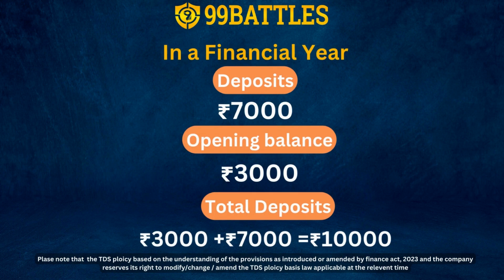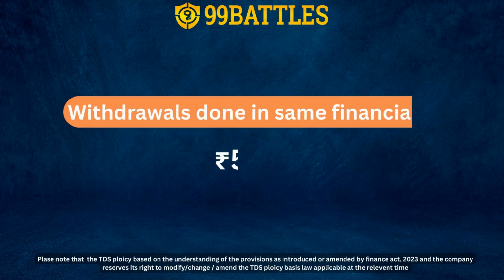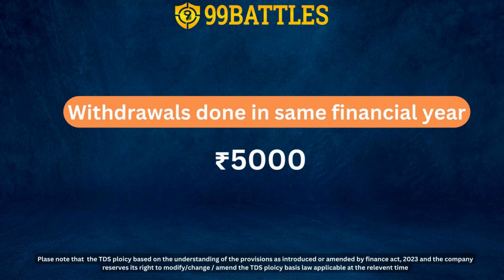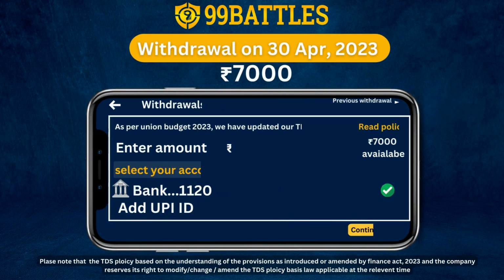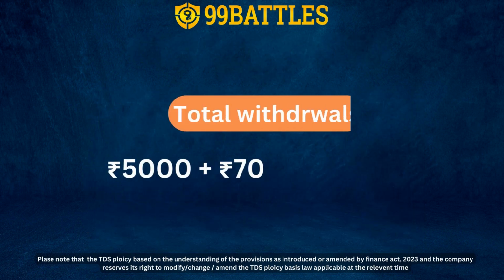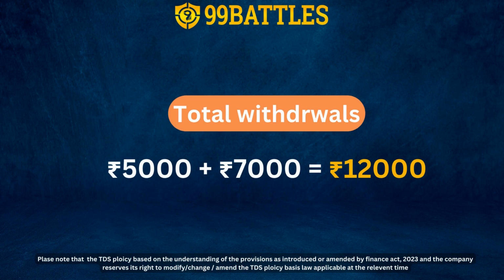Assume that in the financial year, you have deposited a total of Rs 7,000 and you had an opening balance of Rs 3,000 at the start of this financial year. So now your total deposits stand at Rs 10,000, Rs 3,000 plus Rs 7,000. And in the same financial year you have done a withdrawal of Rs 5,000. Today on April 30th, 2023 you want to withdraw another Rs 7,000. So with this withdrawal your total withdrawal stands at Rs 12,000, Rs 5,000 plus Rs 7,000.